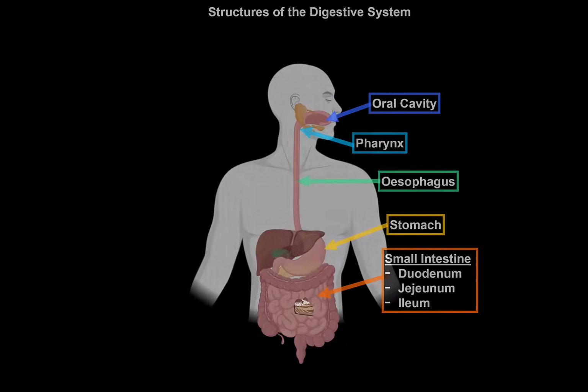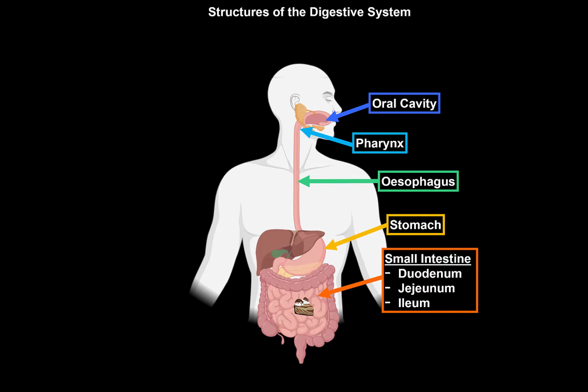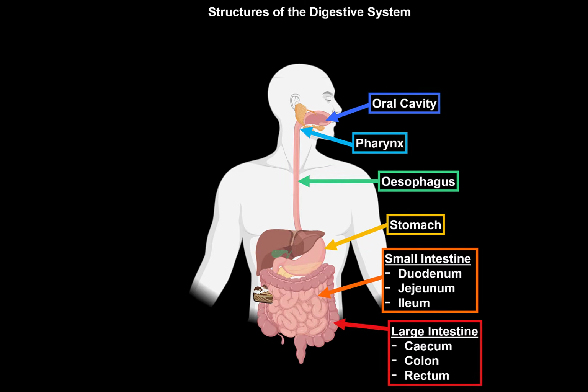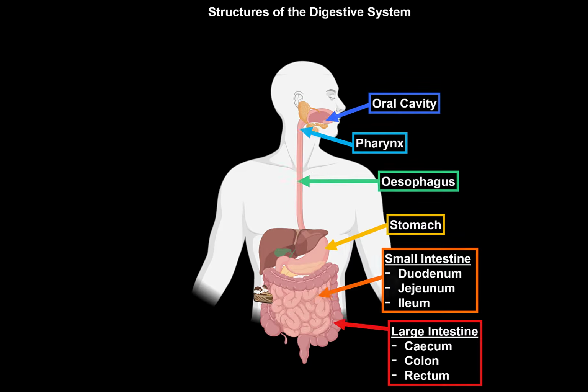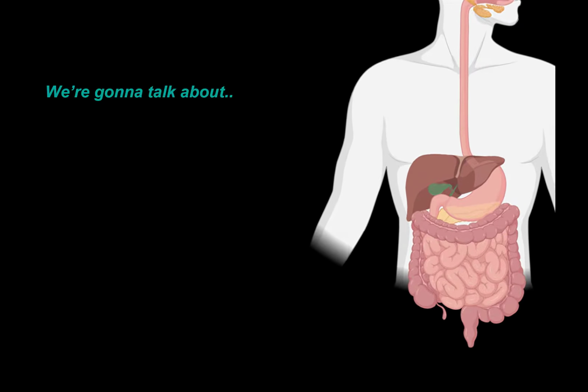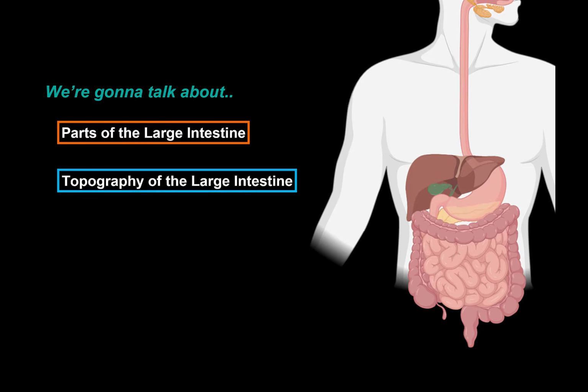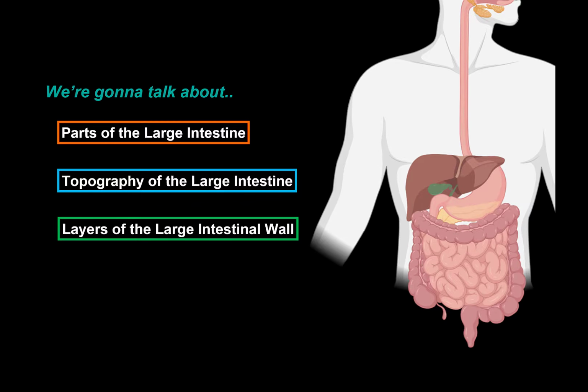So in the last video, we went through the anatomy of the small intestine. Now, the next step after the small intestine is the large intestine, as you see here. So in this video, we're first going to go through the different parts of the large intestine, as well as the topography, basically where the different parts are located in relation to the surrounding structures. Then we will go through the layers of the large intestinal wall.